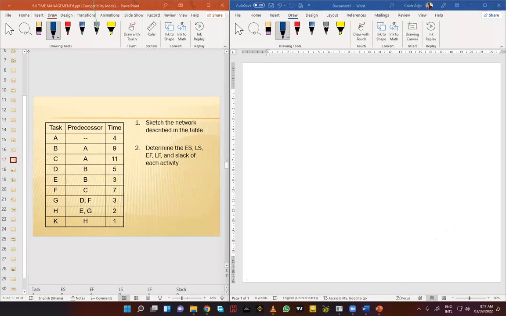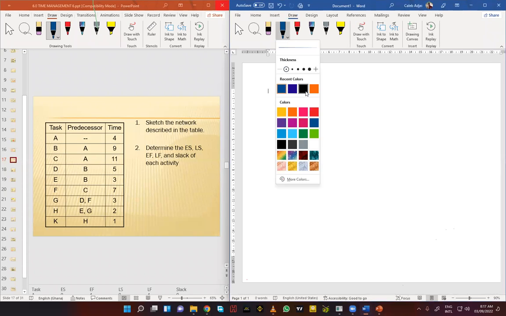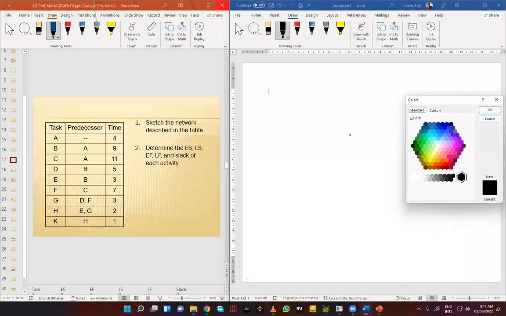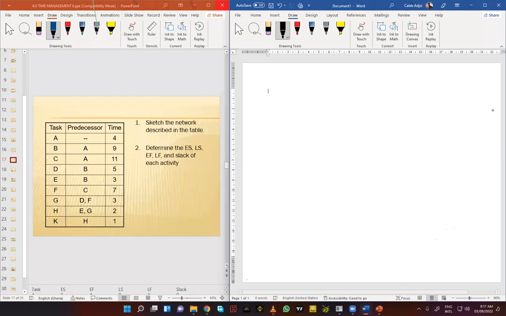All right, so we are looking at project management, and today our main focus is going to be on the drawing of the, what do you call it? Okay, so we want to look at how.